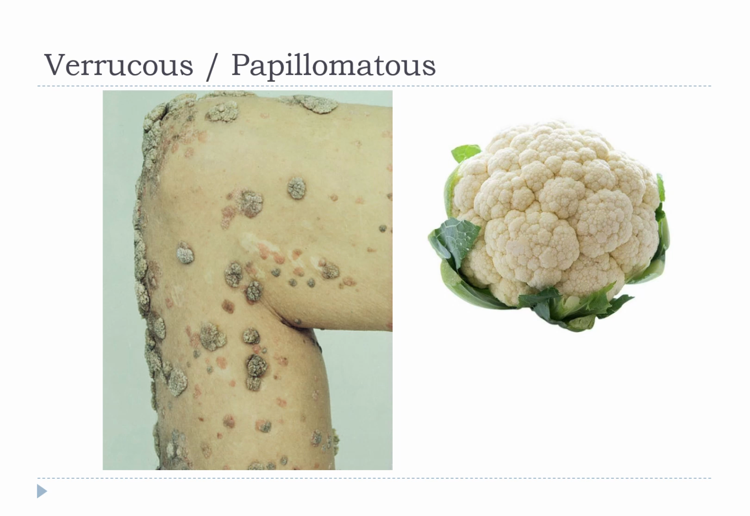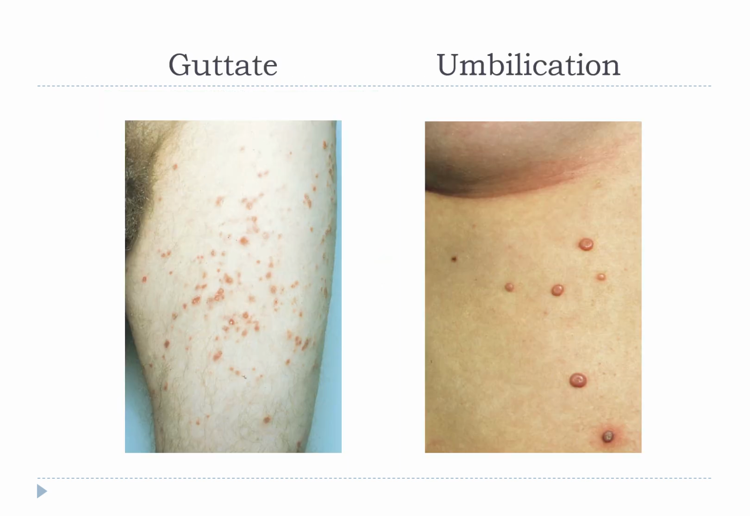Verrucous or papillomatous lesions have a surface consisting of finger-like projections. They resemble cauliflowers, and this is very descriptive of warts. Guttate eruptions exhibit small lesions similar to water drops distributed over the body. An umbilicated lesion has a central depression, commonly seen with poxvirus infections.